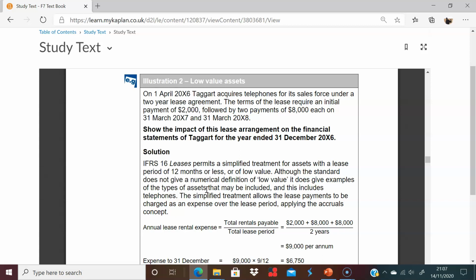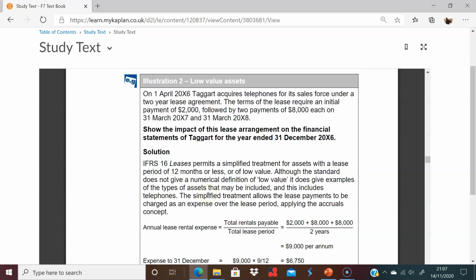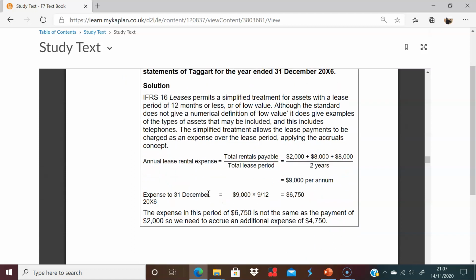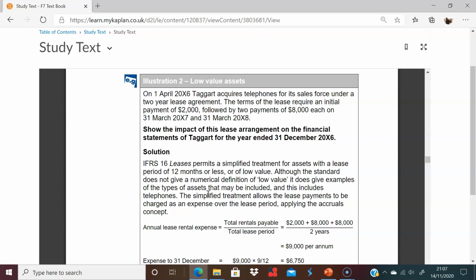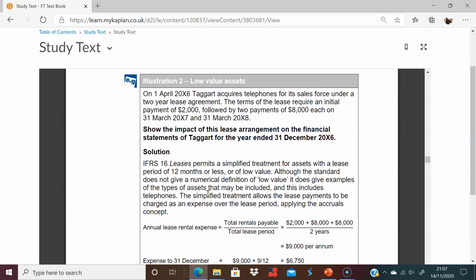And that's because they're telephones, computers, that sort of thing. So 9,000 each year. That's the plan, and just treat it like your normal expenses. So I'm expecting 9 grand over a year. But the lease starts on 1st of April 2006, and the year end is the 31st of December. So from 1st of April to the 31st of December, I should have 9 months of 9 grand in there, which is 6,750. That should be my expense.